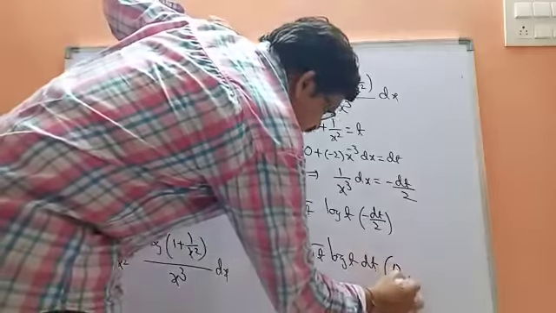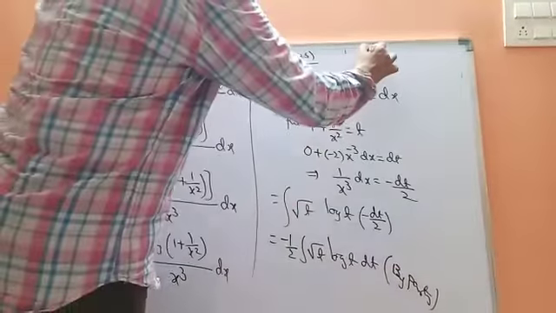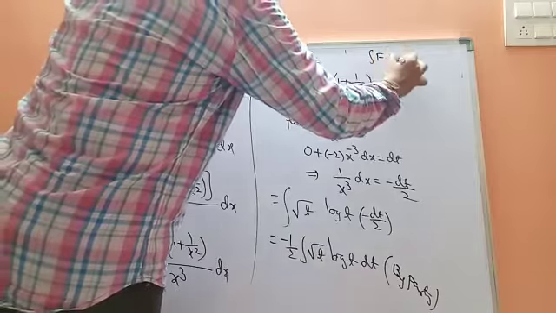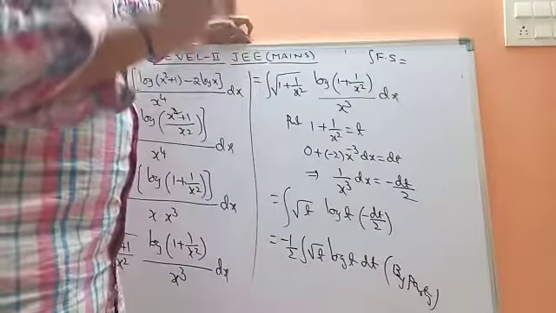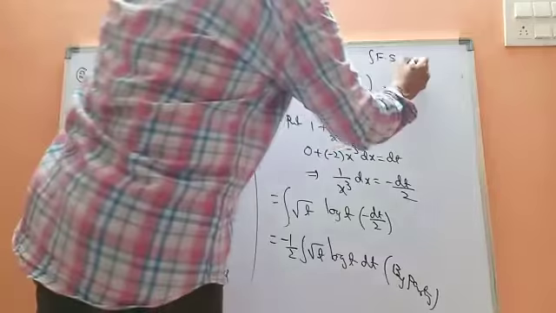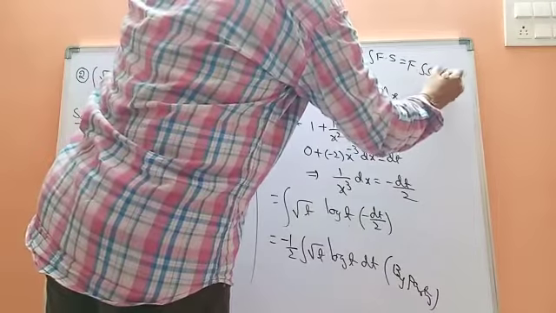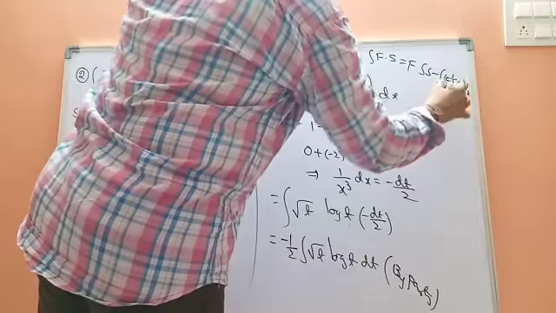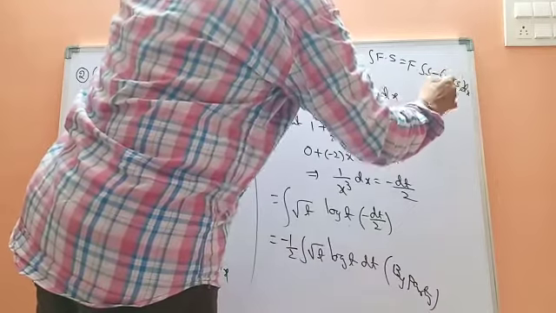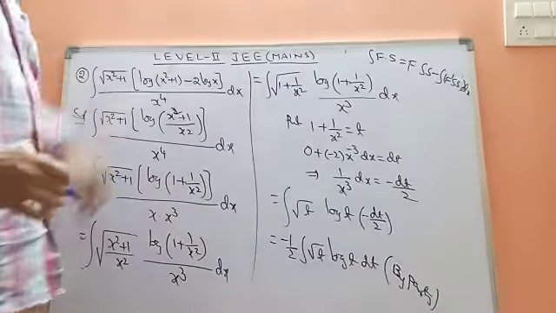By parts means what? Suppose two functions are there, first function and second function. Integration by parts is: first function into integral of second function, minus integral of the derivative of first function into integral of the second function, and then integrate that total value. That is called integrating by parts. Okay.